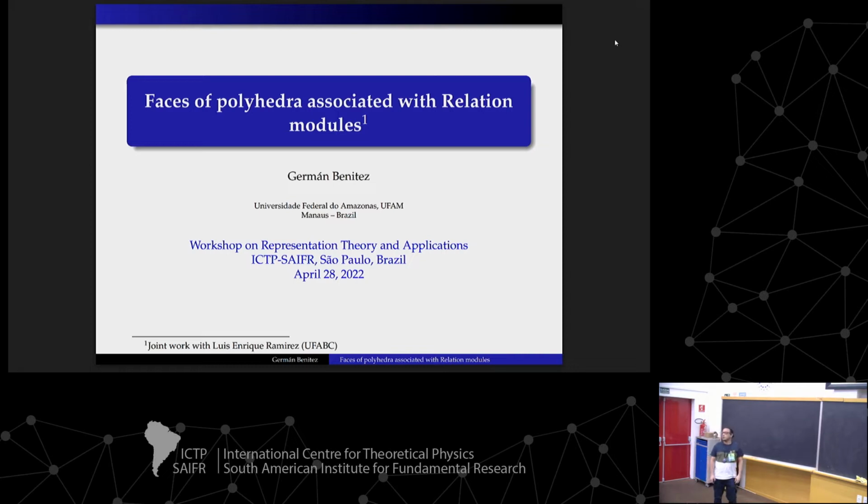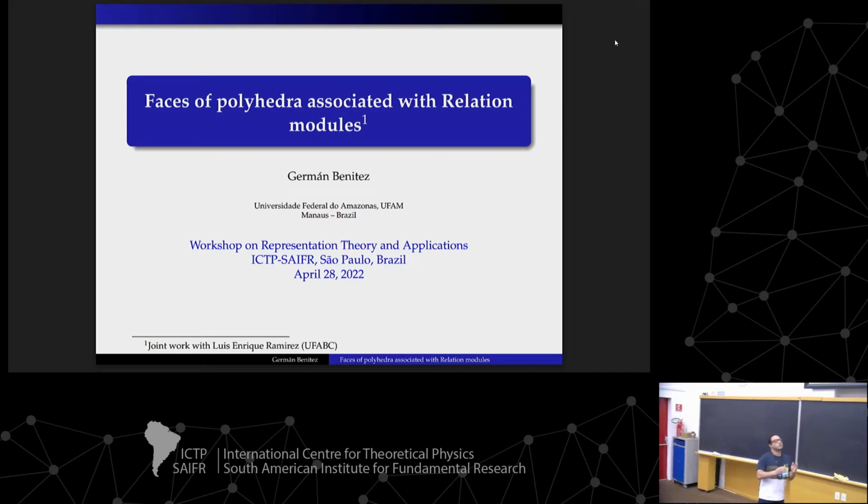This is work in collaboration with Enrique Ramirez. I will talk about a relation between polyhedra and relation modules. These relation modules were introduced by Futorny, Ramirez, and Zhang in 2019 as an attempt to generalize the Gelfand-Tsetlin construction for simple finite-dimensional modules for GL_N.